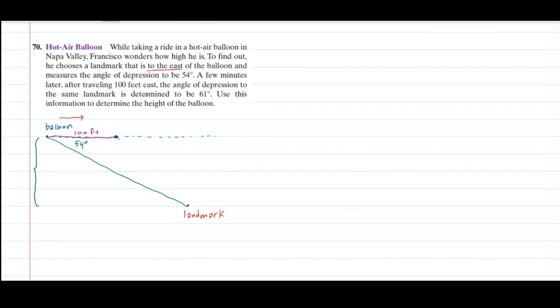So let's go ahead and make a new line, like this over here, and this angle of depression is 61 degrees, like this, all right? So using this information, that's all we have essentially. What we need to figure out is the height of the balloon.